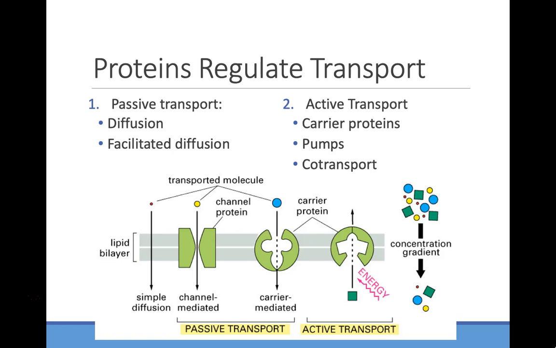It can also be facilitated. That means that there's a protein that is helping this molecule through, whether that's a channel or a carrier protein. The second way that molecules are moved through a membrane is by active transport. In active transport, you are still using proteins, but those proteins require energy to move the molecule. These are often carrier proteins which bind specifically, produce a shape change, and then move the molecule across the membrane. Sometimes they are pumps. We'll talk about those. And sometimes they use co-transport, which is where the movement of one molecule drives the movement of another.